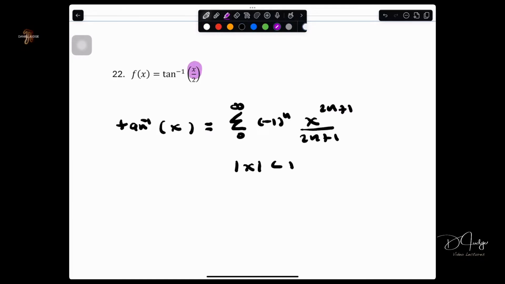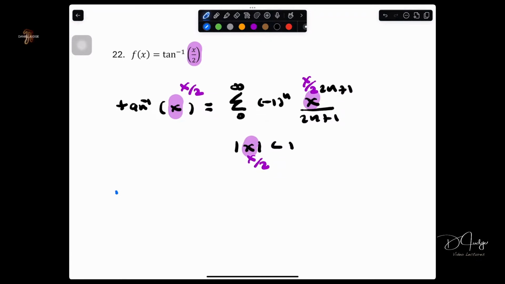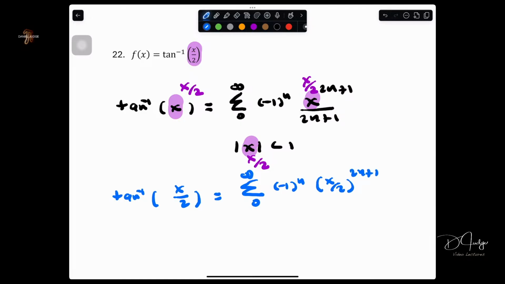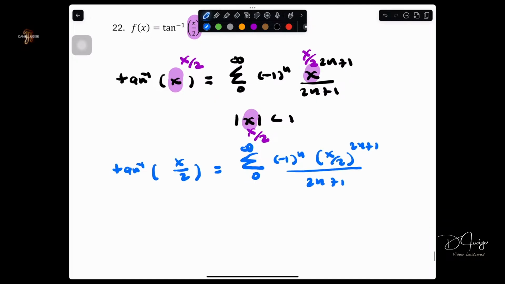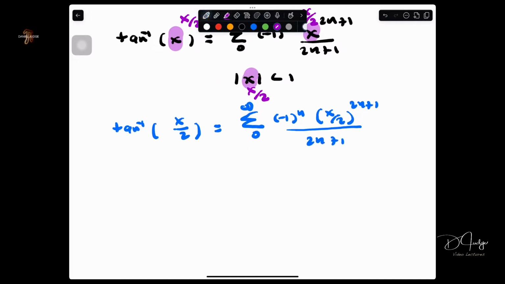So what we're going to do now is replace your x with x over 2. x over 2 here, x over 2, x over 2 over here. So that the inverse tangent of x over 2 becomes the sum from 0 to infinity, -1 to the n, x over 2, that's raised to the 2n plus 1 power over 2n plus 1. So we're going to have to do some algebra over here.